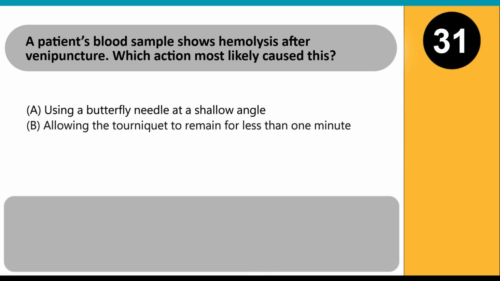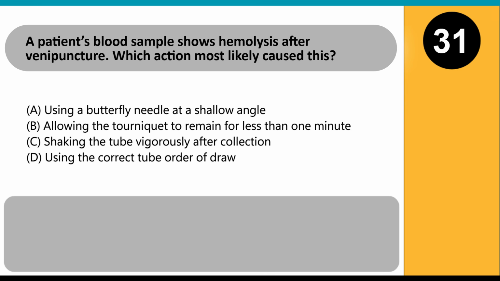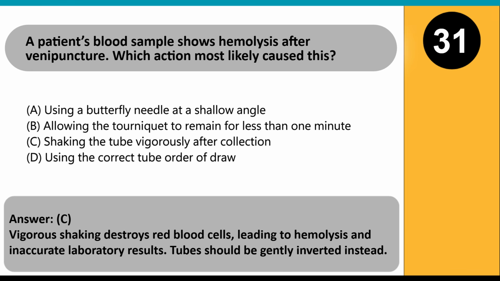A patient's blood sample shows hemolysis after venipuncture. Which action most likely caused this? A. Using a butterfly needle at a shallow angle. B. Allowing the tourniquet to remain for less than 1 minute. C. Shaking the tube vigorously after collection. D. Using the correct tube order of draw. Answer: C. Vigorous shaking destroys red blood cells, leading to hemolysis and inaccurate laboratory results. Tubes should be gently inverted instead.